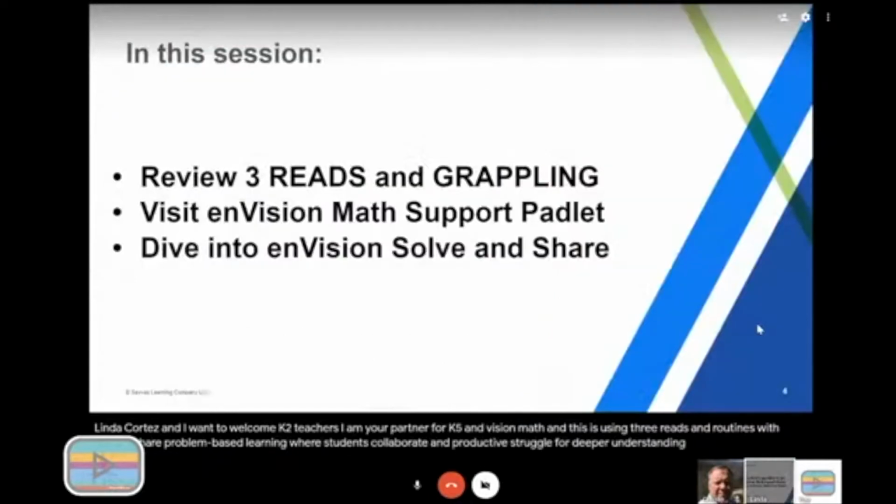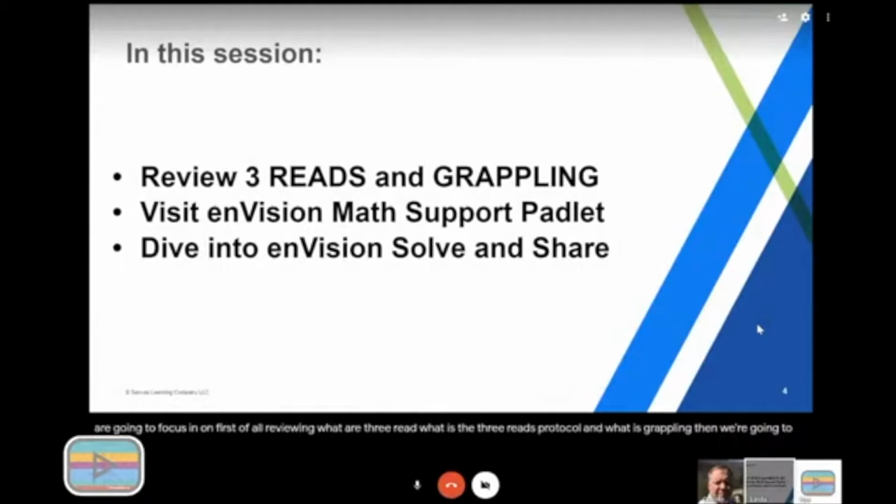Okay, so in this session, we are going to focus in on, first of all, reviewing what is the 3 reads protocol and what is grappling. Then we're going to visit the Envision Math Support Padlet, and then we're going to dive into Envision Solve and Shares. And at the end, I have a special invitation for you.